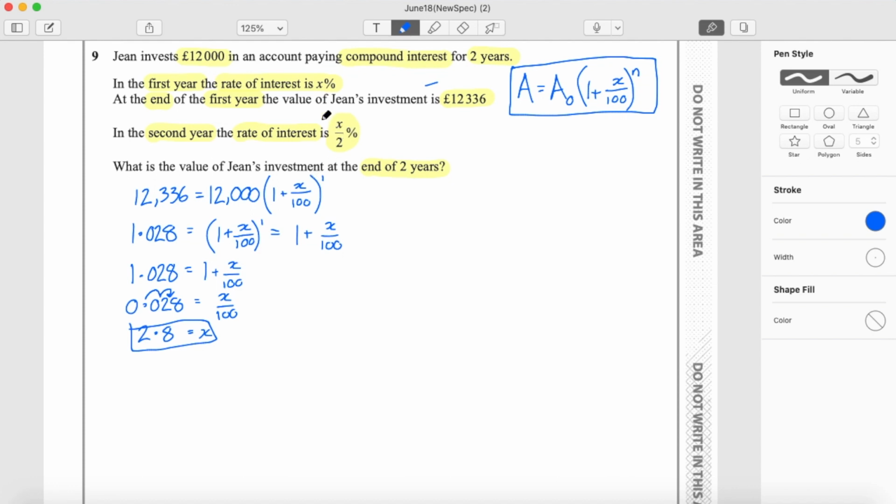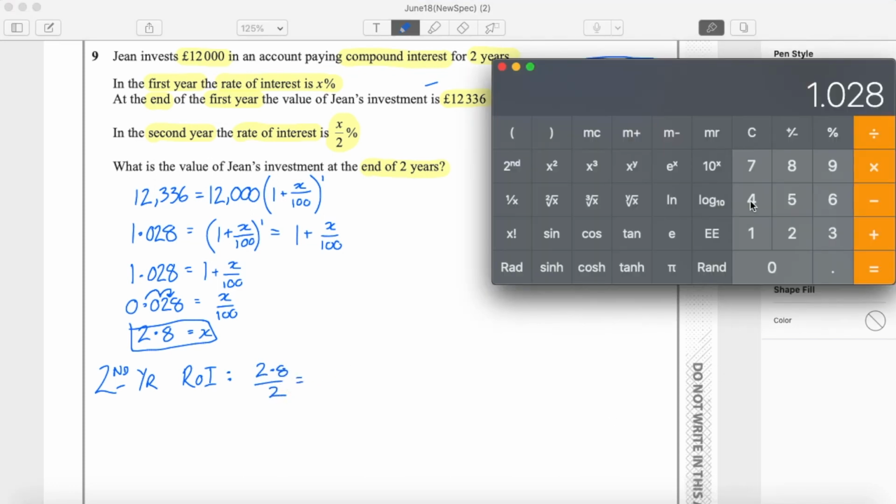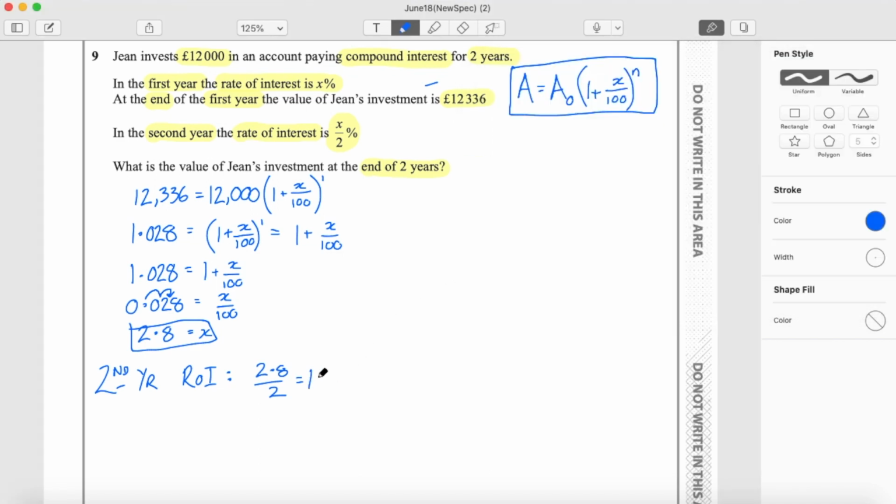We can use that to find the second year rate of interest, which was X divided by 2. So second year rate of interest is 2.8 divided by 2. I'll use my calculator to prevent me making any silly mistakes. 2.8 divided by 2, 1.4. So there's our second year rate of interest.